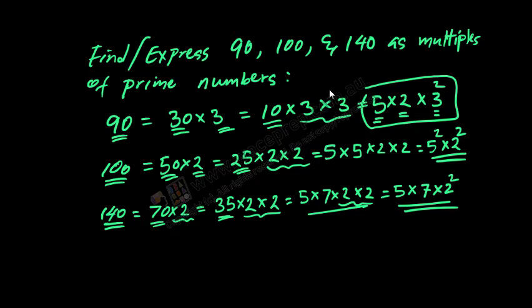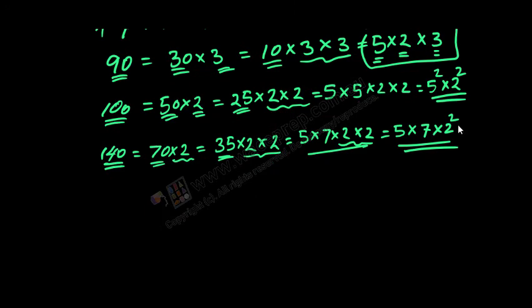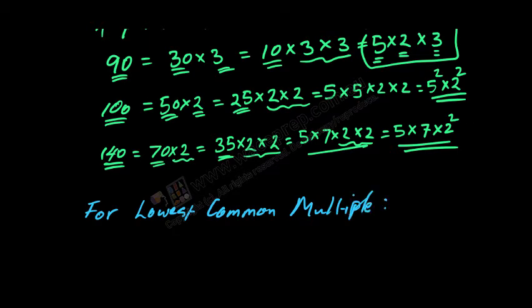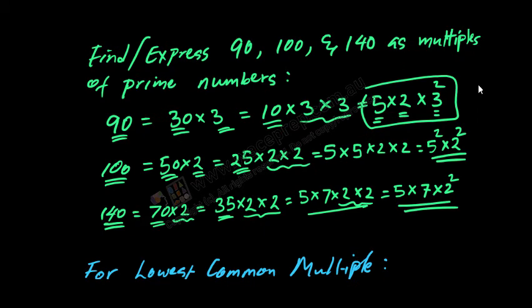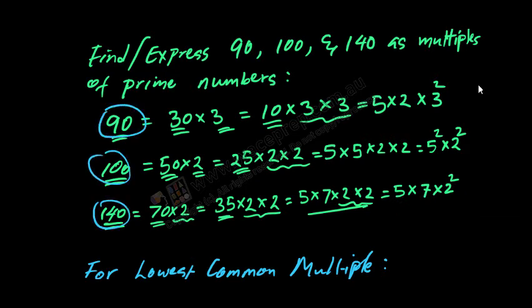Now that we have expressed all the numbers in terms of prime numbers, let's look at how we use these prime numbers to find the lowest common multiple or the highest common factor. To find the lowest common multiple, what we need to do is find the number within these prime numbers which is the lowest, and that number must also go for all 3 numbers that we have here. So for the first one, we have 5 times 2 times 3 squared.